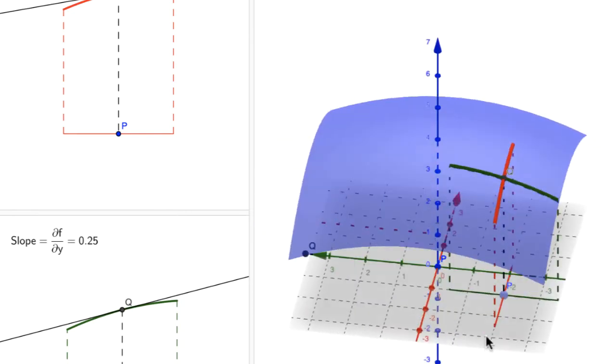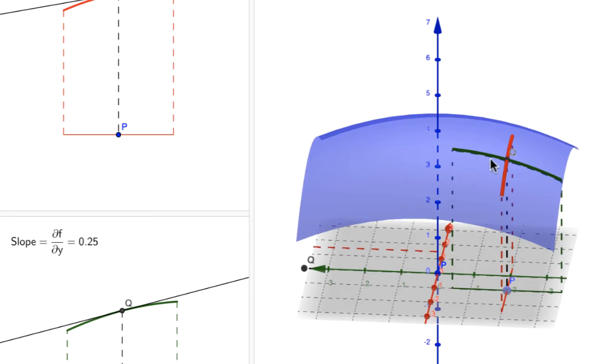So for the one with respect to y, now you move on a line parallel to the y-axis, which is this green curve, and this one will lift to a curve on the surface, this other green curve. And again, when you do the cross section, there's an ordinary tangent line to the curve passing through this point, and the slope of this tangent line is the partial derivative with respect to y.